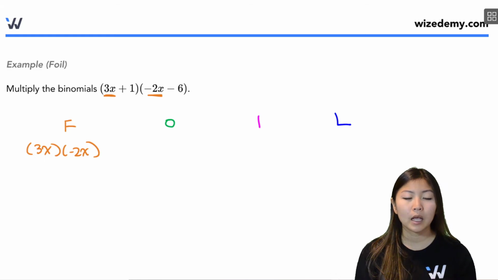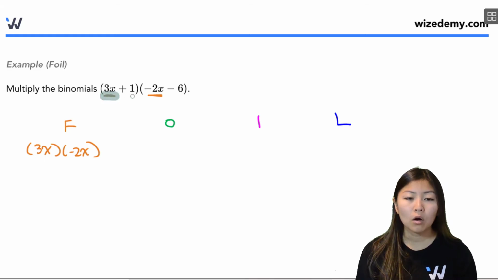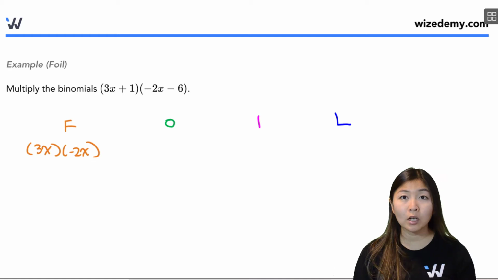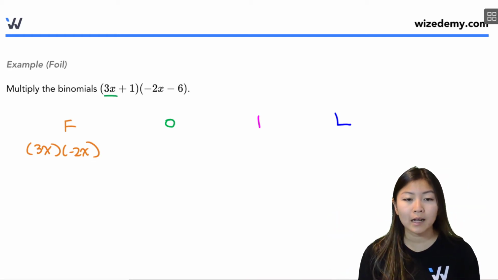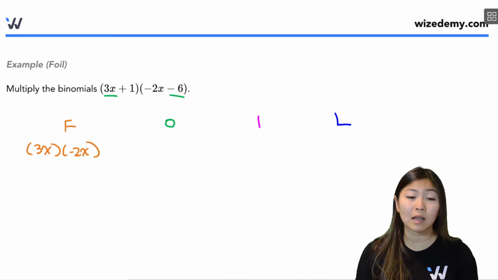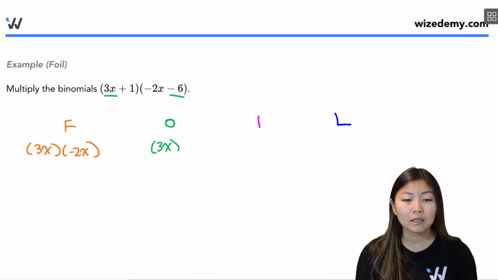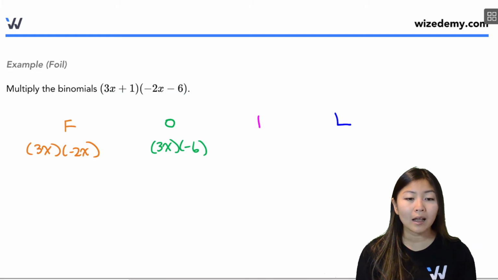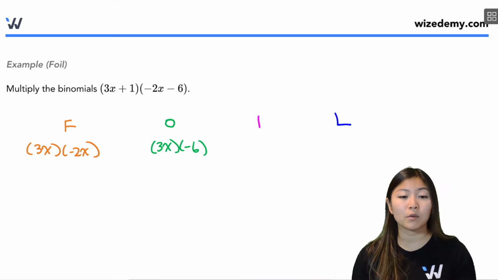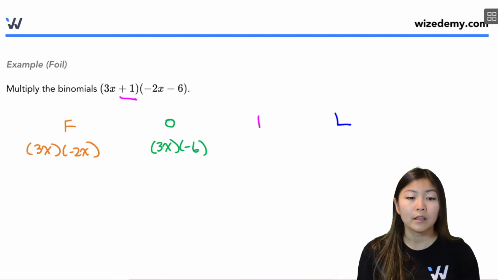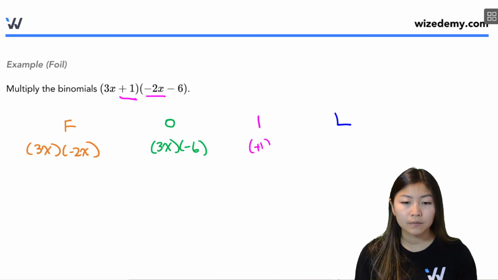All right. Then what is O? O stands for outside. So if I look at my brackets, on the outside of my brackets, there are again two terms, the 3x and the negative 6, because they're on the outside. So now we have 3x times negative 6. All right, let's move on to I. I stands for inside. If you look at the inside of the brackets, there are again two terms. There's a positive 1 and a negative 2x. So I'm going to multiply those together.